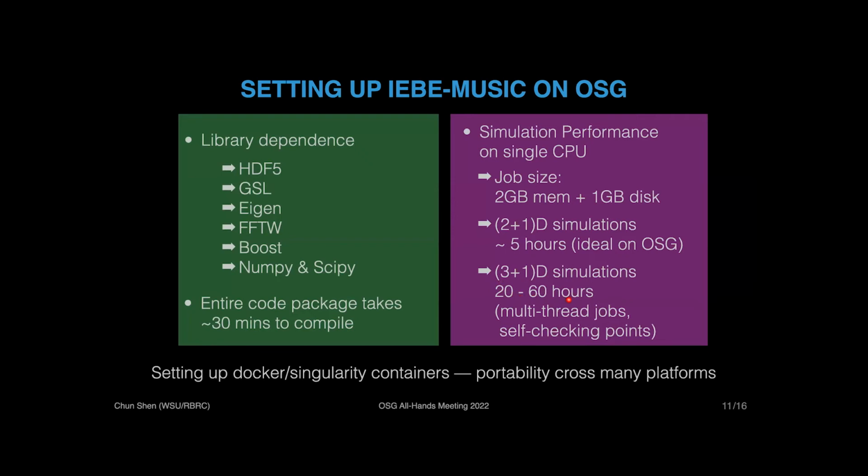This is also what we found at the initial time when we deployed these 3D runs to OSG, and the performance was not very great. So what we found is that we either request multi-threaded jobs, requesting all 2 or 3 CPUs to run the jobs, or we implement self-checkpointing, which efficiently makes the simulation more efficient.